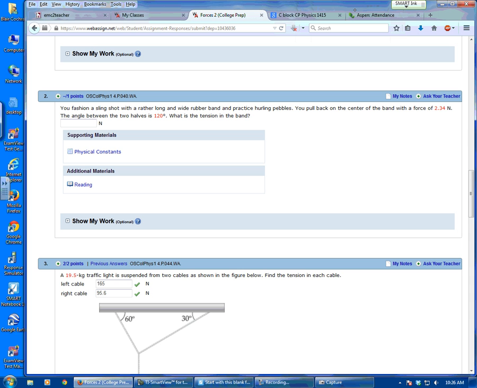All right. We're going to talk about number 2, about the slingshot. Wide rubber band, you practice hurdles and pebbles. Pull back to this force, and the angle between the two halves. What's the tension in the band?